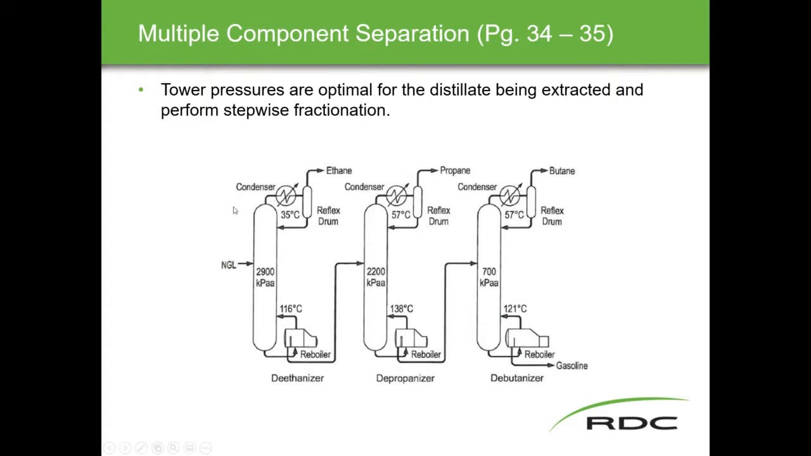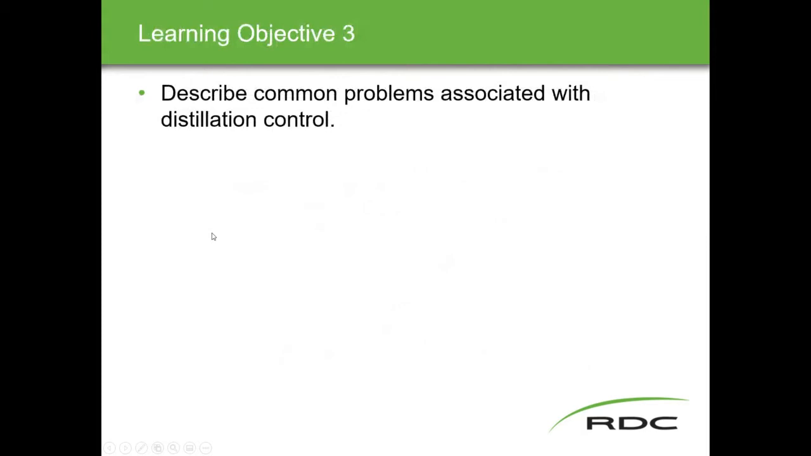Everything comes off at a specific temperature, and that is related to pressure, which thankfully we don't get into the relationship between temperature and pressure too much here in fourth year. So that's the way we get all of our products out of our refineries.